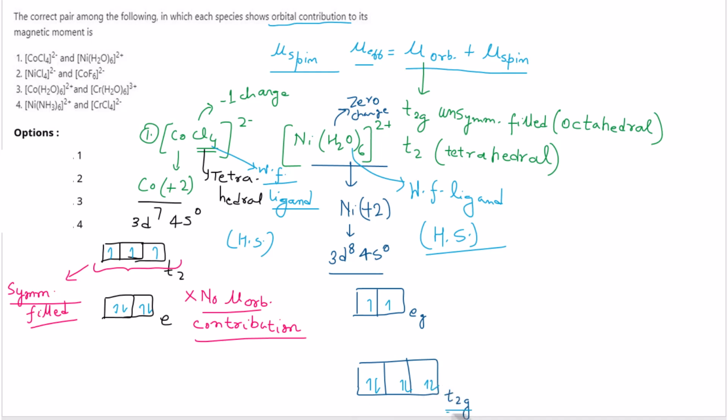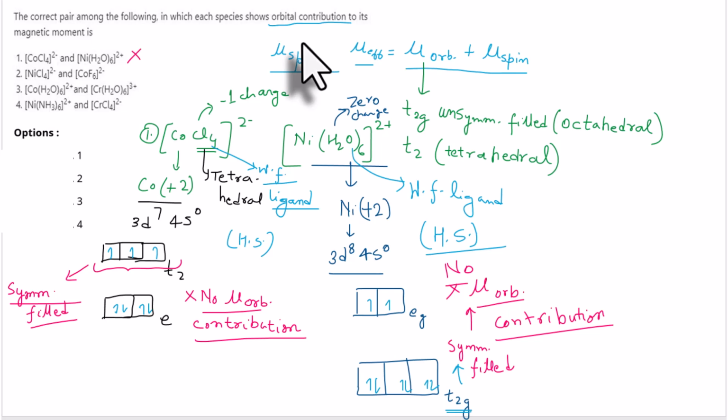Now, T2g is again completely filled. It has 3 orbitals and 6 electrons, and that is why T2g for this nickel complex is also symmetrically filled, and that is why there will not be any mu orbital contribution. Okay, so no mu orbital contribution. So our option 1 is not the correct answer.